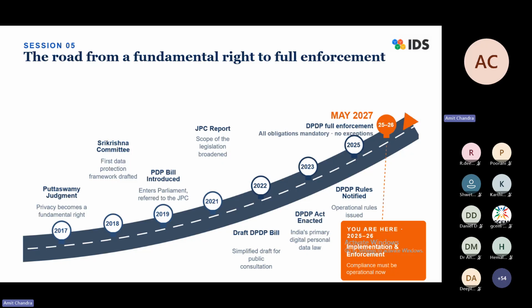Now, how did this DPDP law come into the picture? It should have a roadmap, right? It started somewhere, then traveled this journey and came into place. It started with the Puttaswamy judgment in 2017, which held that privacy has become a fundamental right, based on the privacy leakage happening at that time. Then a committee was formed in 2018, the Sri Krishna committee, which decided on a first data protection framework.